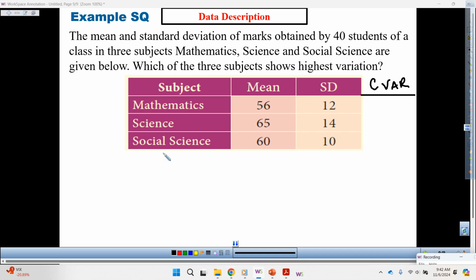Which one do you guys think will be the most stable out of the 3? I think mathematics would. Right, Martin? And it reads, example Super Q, the mean and standard deviation of the marks obtained by 40 students of the class in 3 subjects, mathematics, science, and social science, are given below. Which of the 3 subjects shows highest variation? All right. So, copy and go.